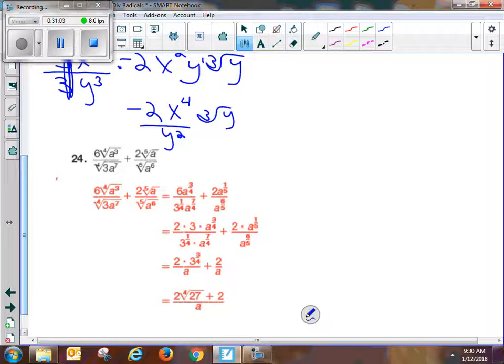So I would rewrite this with a fraction power, which is what they did here, 3 to the 1/4 and a to the 7/4. Rewrite this as a fraction power, a to the 3/4. And the reason they did that was so that you could start simplifying the a's. So let me just point this out, and then I'll be done with you guys.